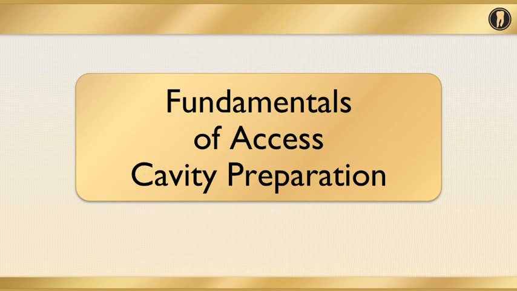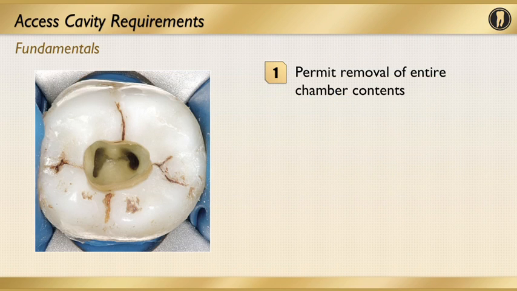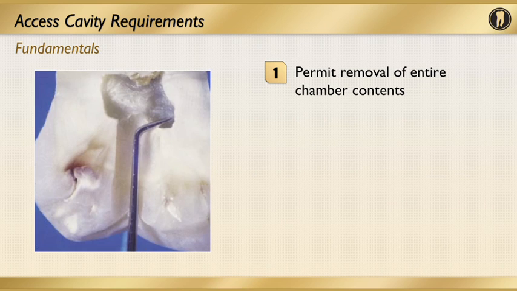Fundamentals of access preparations. First, they must permit the removal of the entire chamber contents. When you look at the picture presented of the posterior access preparation, at first glance you may feel that that's an adequate preparation that allows adequate access into the canal system. Upon further investigation, we realize from a lateral view and with the help of an explorer that portions of the roof have yet to be uncovered.